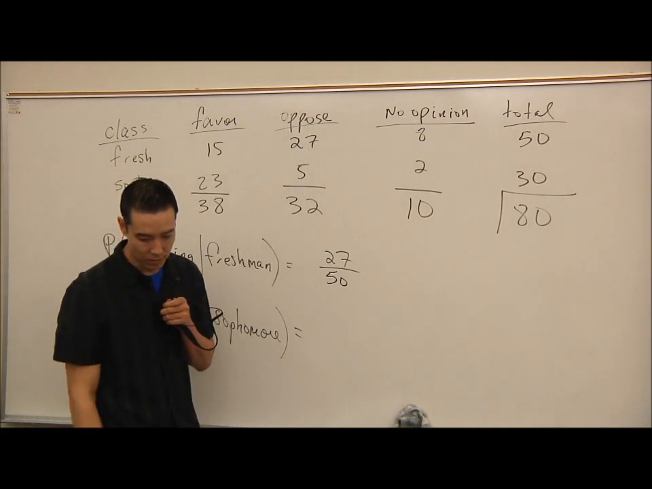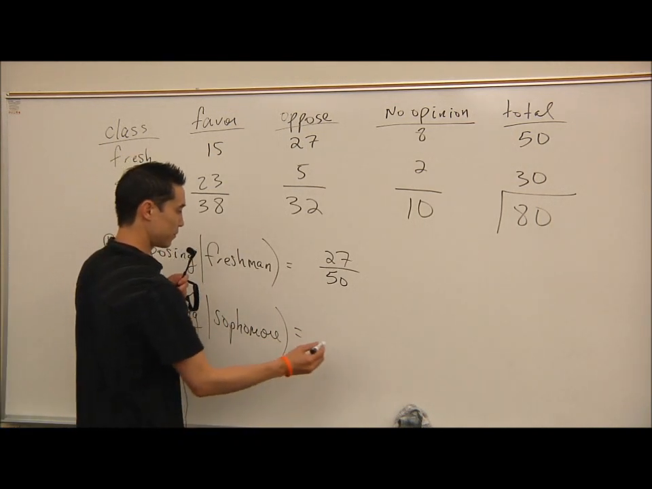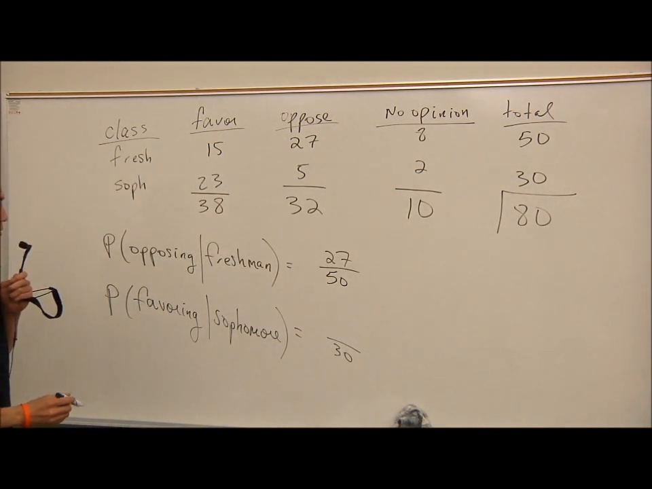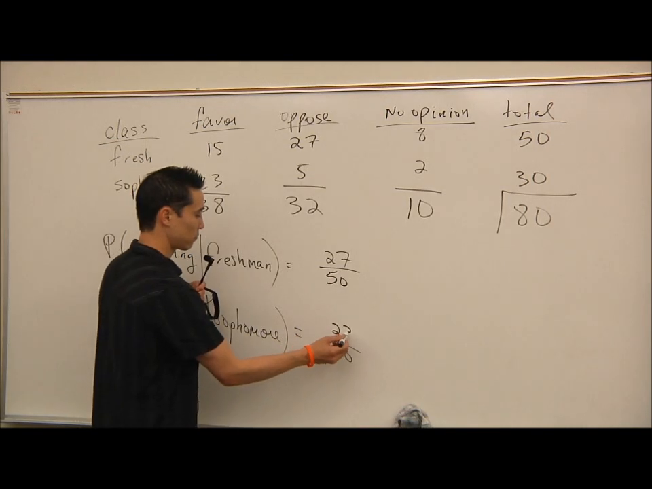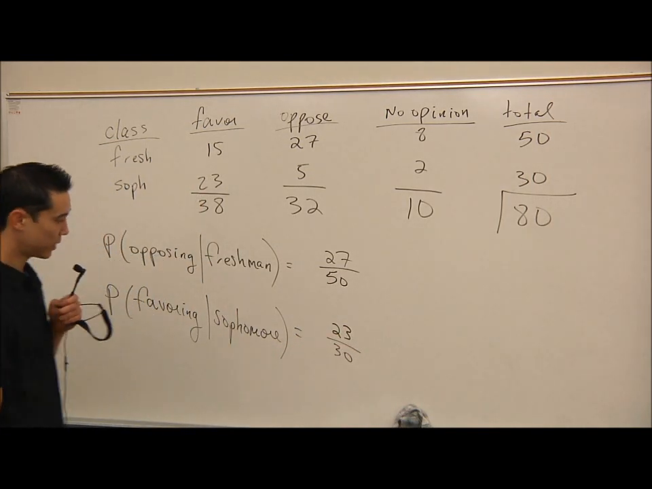Question number two, what's the probability they favored given that they were a sophomore? So again, given that they were a sophomore, how many sophomores are there? And what's the probability they favor? 23.